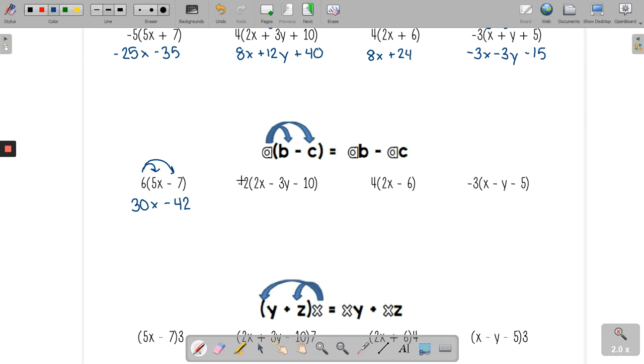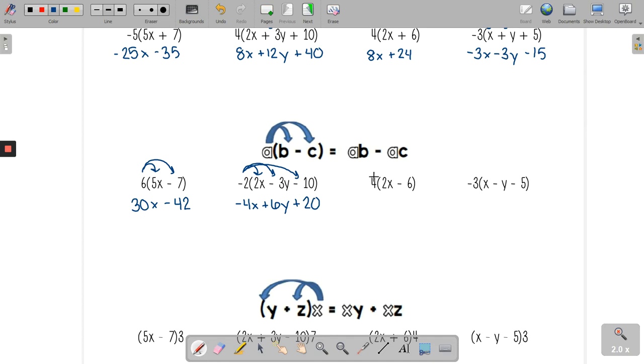The next problem, taking -2 into everything in the parentheses. So -2 times 2x is -4x. -2 times -3y. Negative and negative make a positive. 2 times 3 is 6. Bring the y. Then -2 times -10. Negative and negative make a positive. 20.